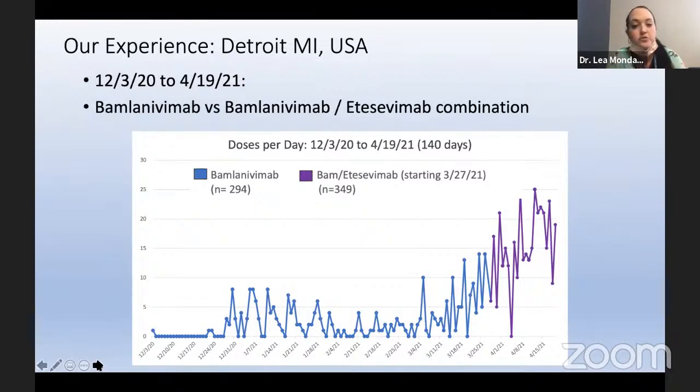So coming to our experience in Detroit, we have quite a few people who got monoclonal antibody starting in December and cutting off in April. We have 294 who got BAM, and then starting on the 27th of March, we began giving the combination therapy, and we have 349 of those patients. And you can see that we had an additional surge in Michigan around late March, early April, where we were giving huge amounts of the antibody, up to 20, 30 patients a day, whereas previously earlier in the winter, we were giving 4 and 5 doses a day, and trying to keep up with the demand because of the amount of people getting ill.